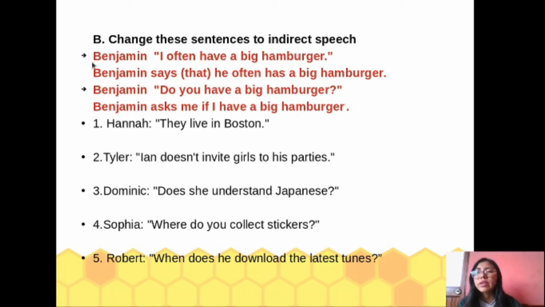So pay attention. Benjamin: "I often have a big hamburger." Okay, I am going to report what he says. Benjamin says that he often has a big hamburger. Okay, in this case I have to change the subject. En este caso tengo que cambiar el sujeto. ¿Por qué? Presta atención. Supongamos que soy Benjamín. Voy a decir, I often have a big hamburger. Ok, eso lo dijo Benjamín. And I am going to report. Y yo lo voy a reportar. Por lo tanto, Benjamín says that. Benjamín dice que él a veces tiene una gran hamburguesa.